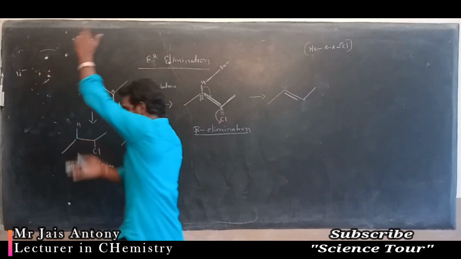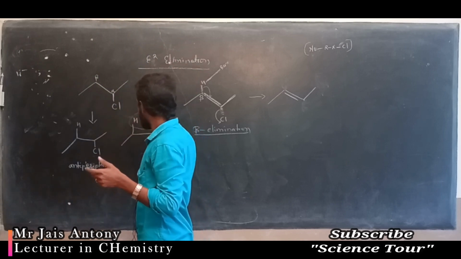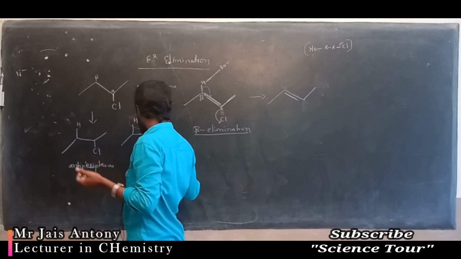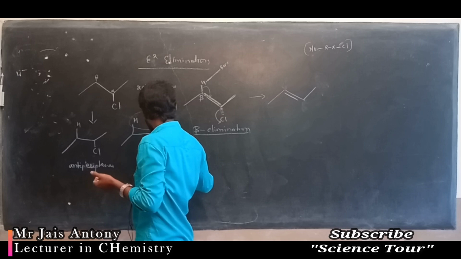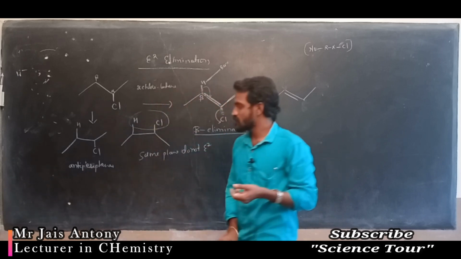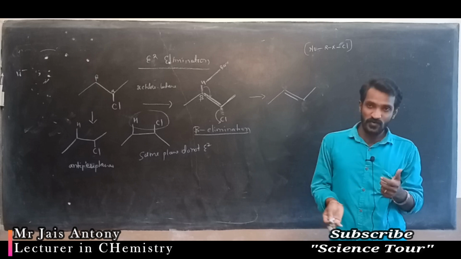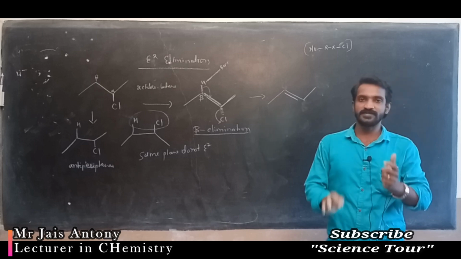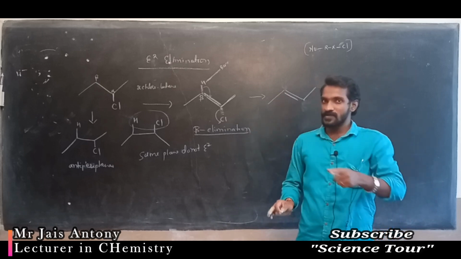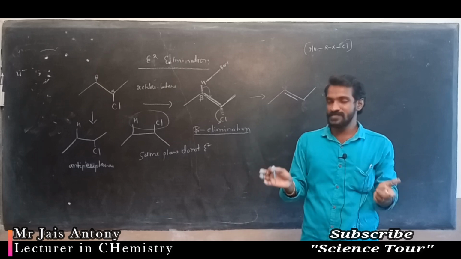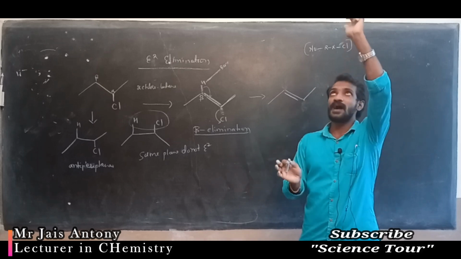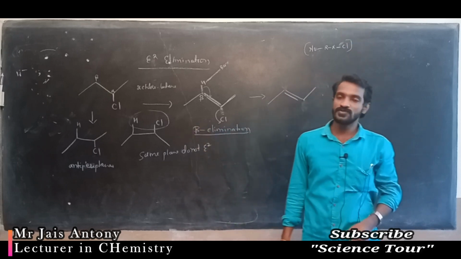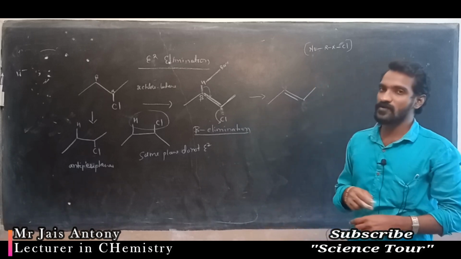If H and Cl are in the same plane, it does not show E2 elimination. For E2 elimination, note down, the beta hydrogen and the leaving group should be anti-periplanar, on opposite sides. Here it is the same side, meaning it does not show any E2 reaction. Note down, my dear students.